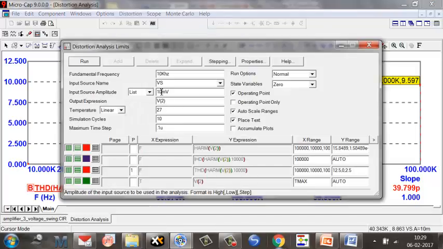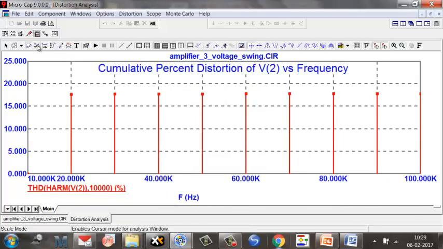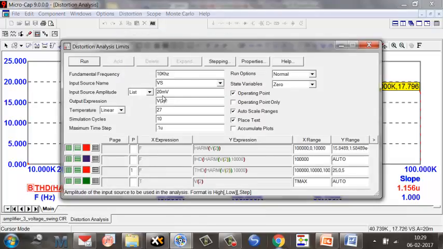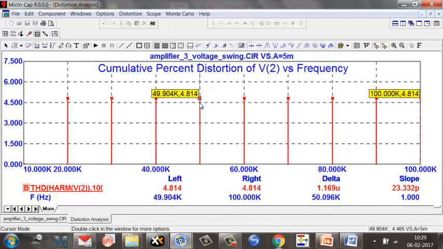Now you can see here, suppose I drive it with 20 millivolt, I'll get much higher distortion. Note the value. 17.7% distortion. So you can drive it with 20 millivolt input. Output would be even higher, but with a larger distortion. If you want less distortion, you'll have to apply less input voltage, 5. 5 will give you close to 4.8% distortion. Now when I'm applying only 5 millivolt input, the output would also be smaller.